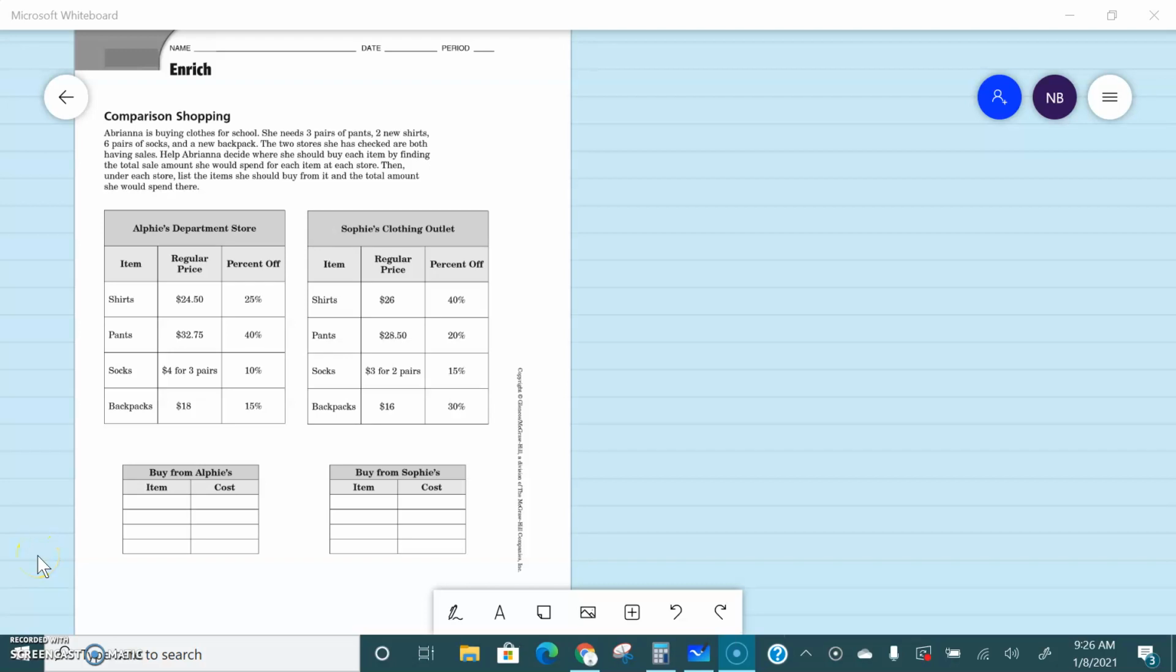Alright guys, welcome back to math, 6th grade, finding the percent of a number. Today we're going to be doing a shopping activity, and what I'll do is go over Alfie's buy, and then it's going to be up to you to figure out Sophie's buy. Okay? So let's figure out what the directions want us to do.